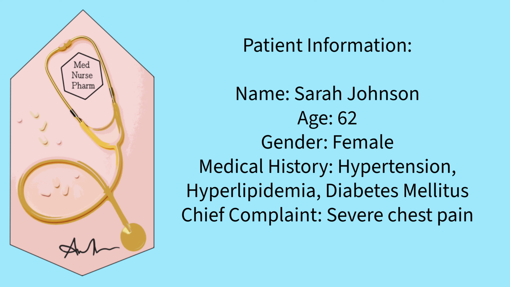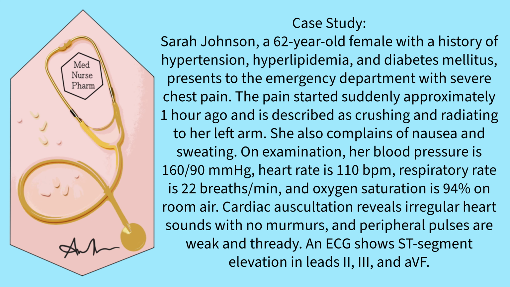Sarah Johnson, 62-year-old female, medical history of hypertension, hyperlipidemia, diabetes mellitus, chief complaint severe chest pain. Sarah Johnson is a 62-year-old female with a history of hypertension, hyperlipidemia, and diabetes mellitus who presents to the emergency department with severe chest pain. The pain started suddenly approximately 1 hour ago and is described as crushing and radiating to her left arm. She also complains of nausea and sweating.